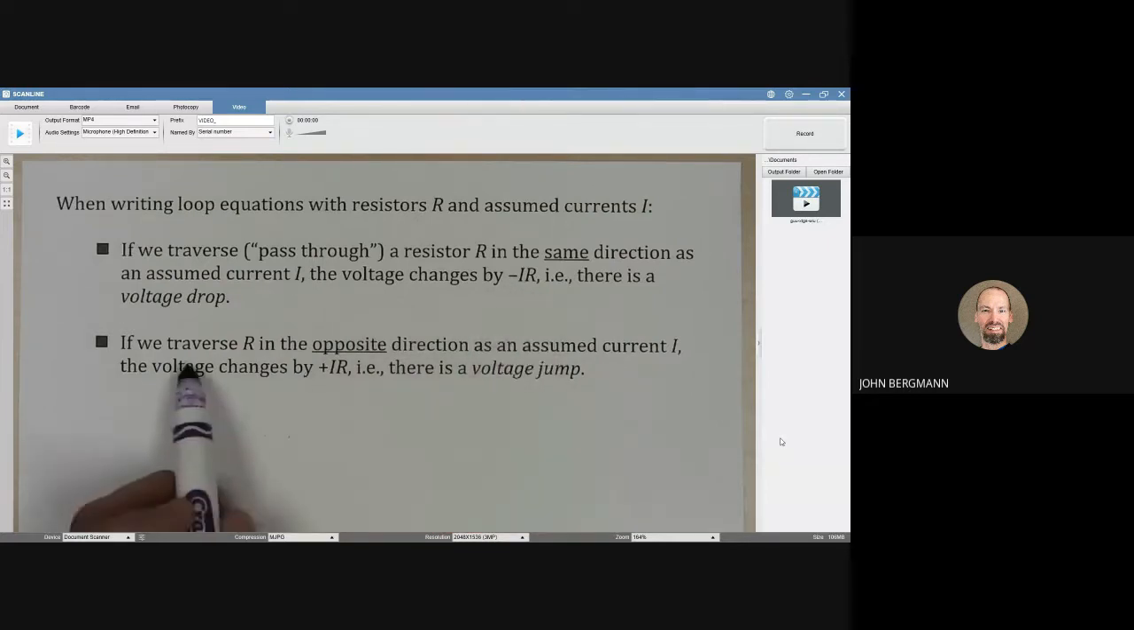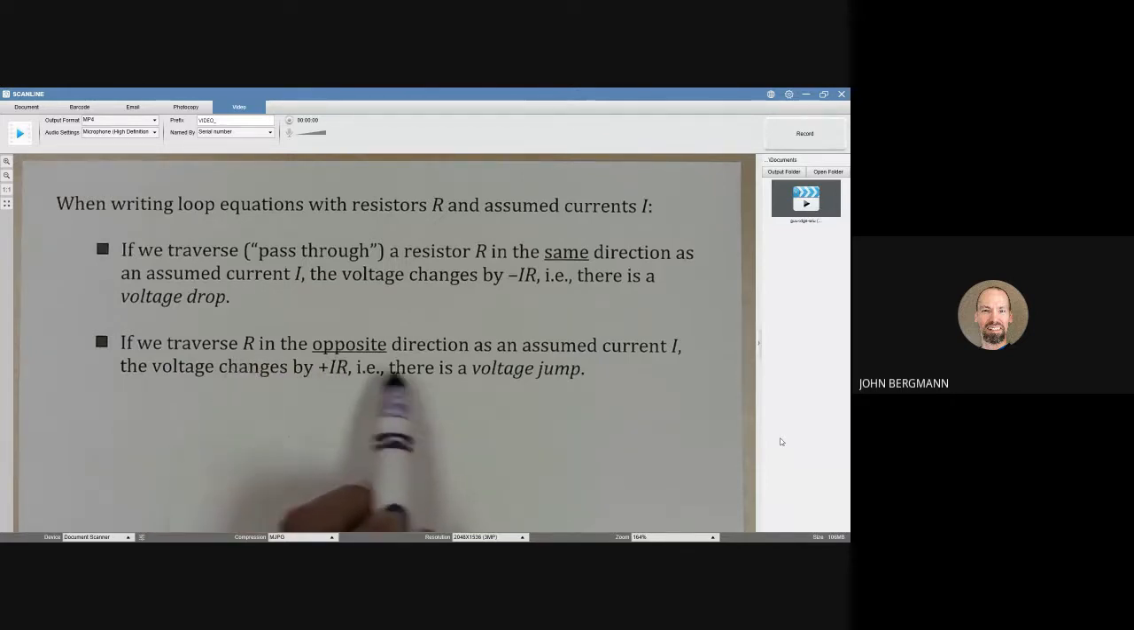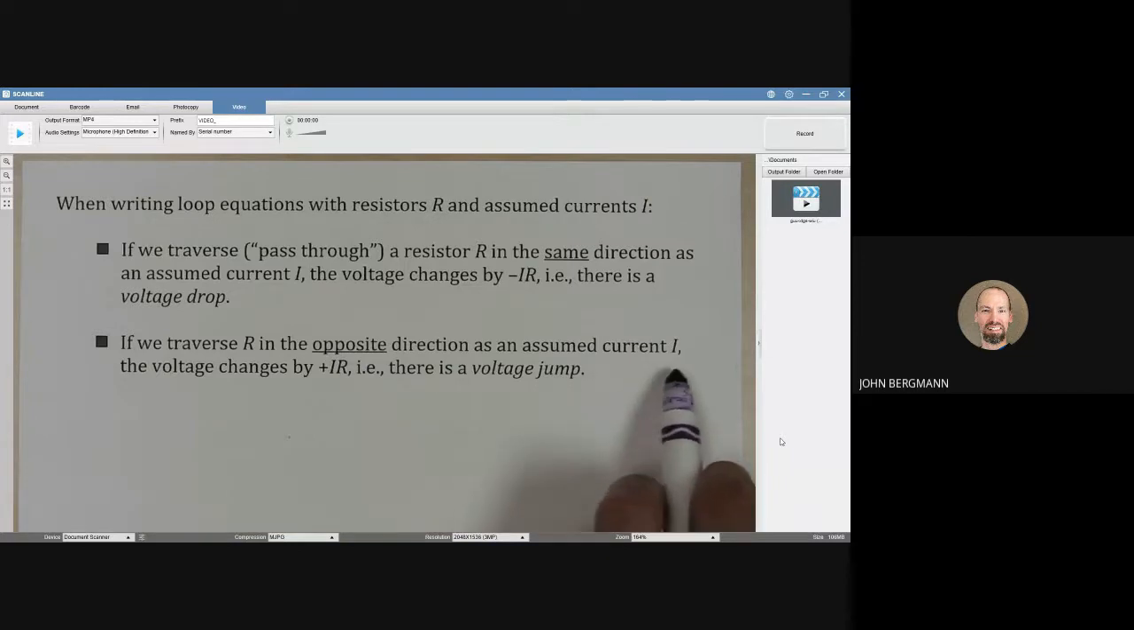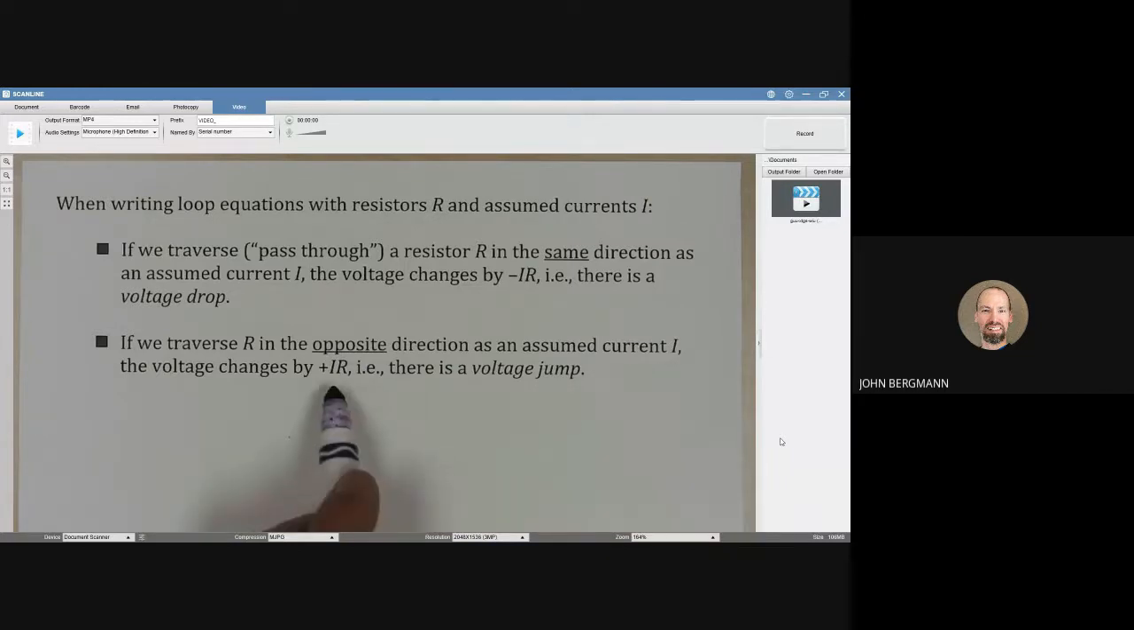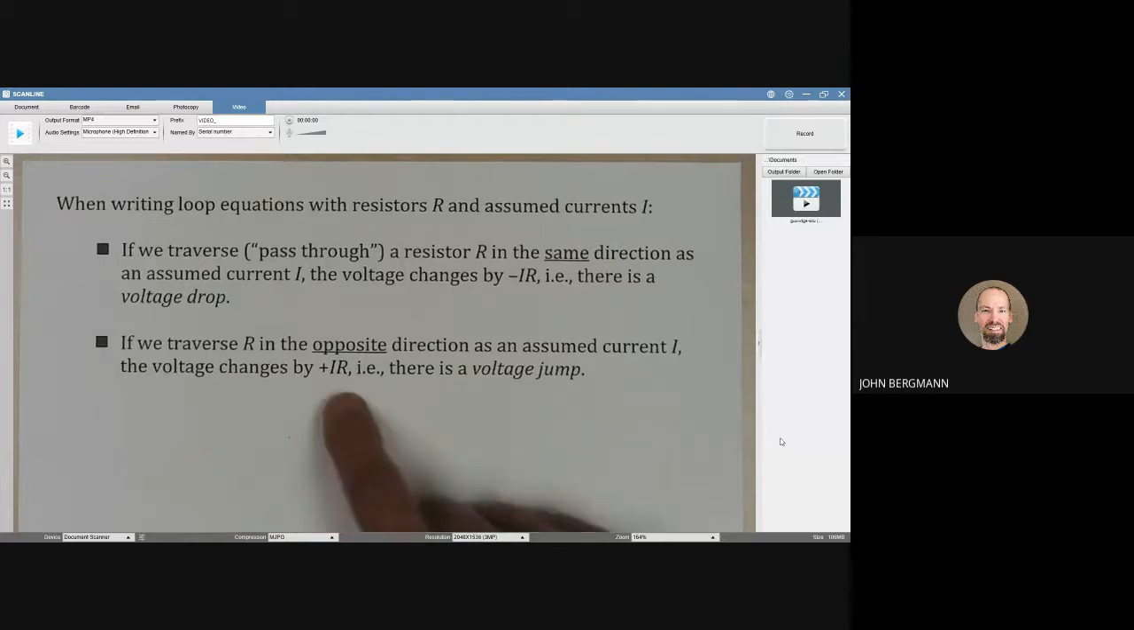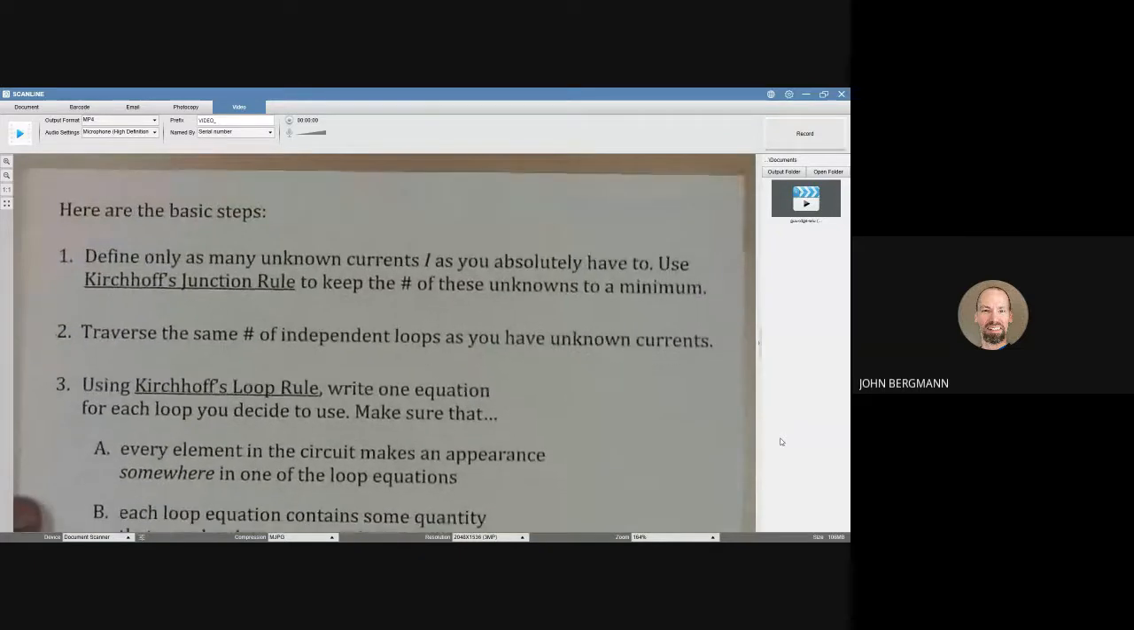On the other hand, as we travel all the way once around the circuit, if we find that we are going through a resistor opposite to the way that we assumed a current is traveling, then we have to say plus IR. Hopefully, in the next couple of videos, we will demonstrate these things. A little more background, and then we'll look at an actual circuit.